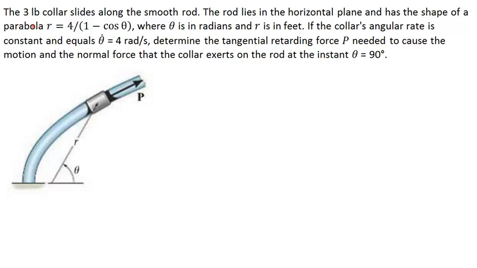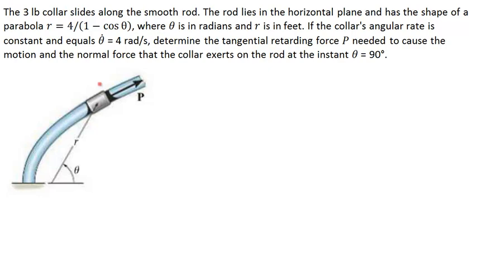So in this problem we have a 3-pound collar and there's a rod that is given by this equation. It's a parabolic rod and the angle theta increases steadily with time, and this collar will move along the rod in this direction. And there's some force P acting on the rod, and we're asked to determine that, and we're asked to determine any normal component of force acting normal to this direction P. So we want to find out two forces in this problem.